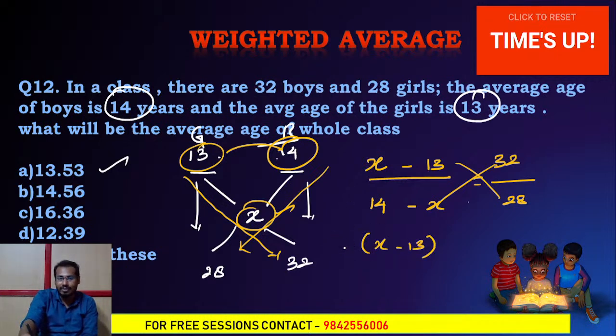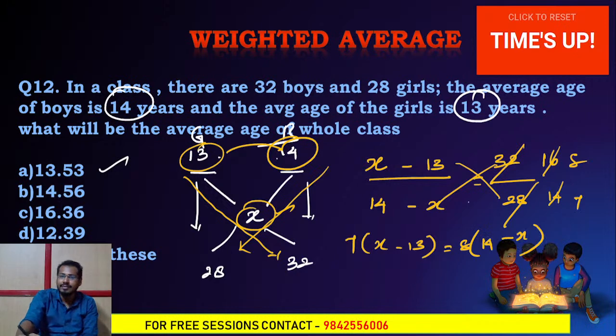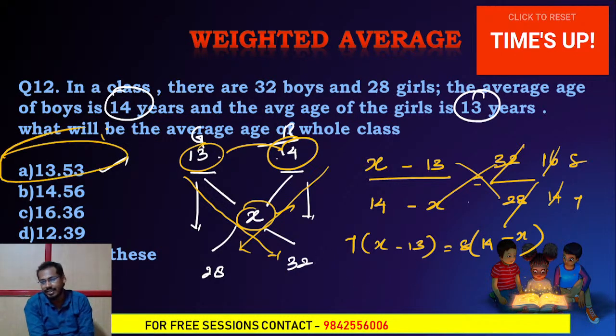Okay, or else for your convenience you can solve this. So 13 is nothing but 16, 28 is 14. 16 and 14, 7 times, 8 times. Correct? Now write 7, and here it will be 8 into 14 minus x. Correct? So if you solve this, again you will get the same answer, 13.53.